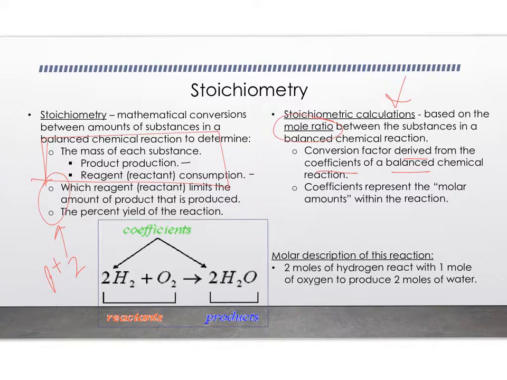So the first step for any calculation, if we're given a chemical reaction, is to double check to make sure it's balanced. Then the coefficients of that balanced chemical reaction will represent the molar amounts within that reaction. So if we look at the production of water, where we combine hydrogen plus oxygen to create H2O, when we balance this reaction, we have a 2 to 1 to 2 ratio. So 2 moles of hydrogen react with 1 mole of oxygen to produce 2 moles of water. Those are our molar quantities.